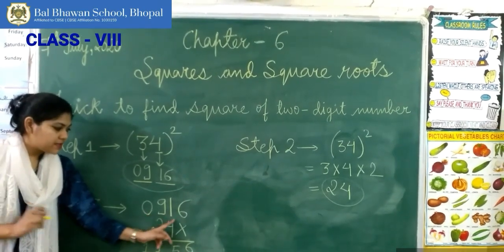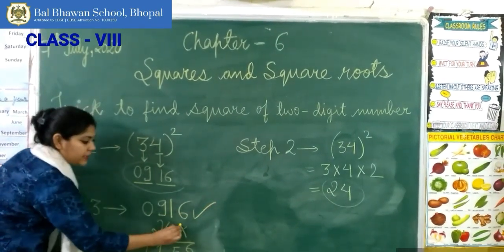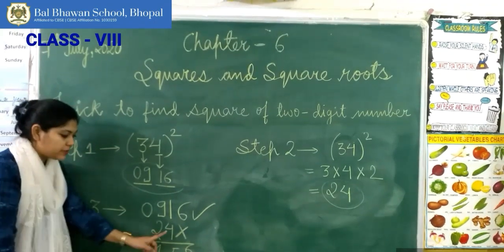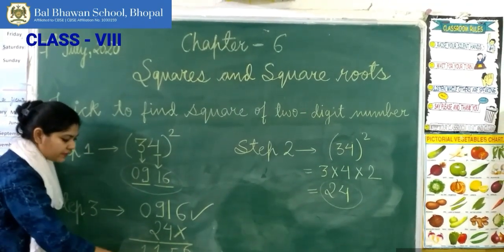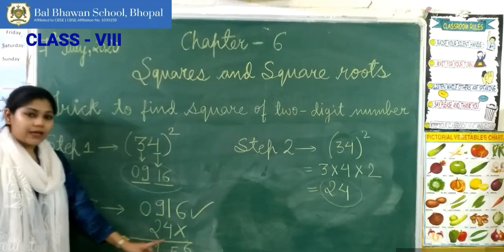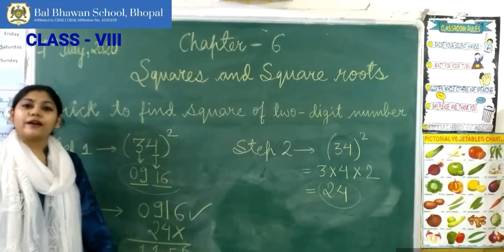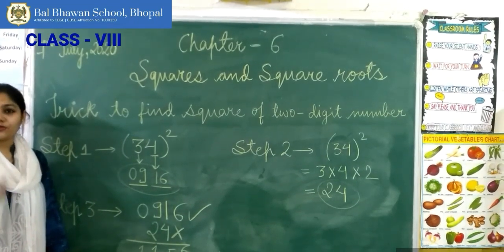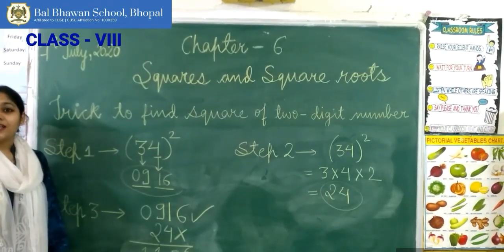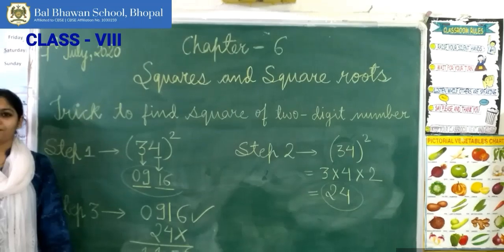So first number is written here, and then leaving this empty we have written 4 into. Now after addition we will get 1156, which is the square of 34. So that's all. You have to follow only 3 steps to get to know the square of any 2-digit number.